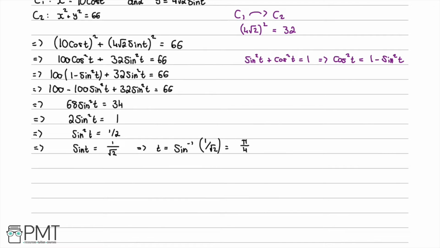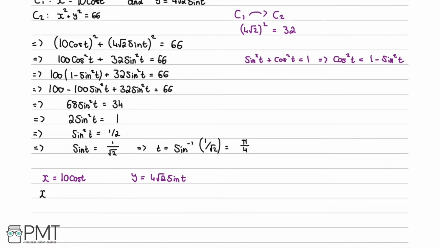So then referring back to the question, we were being asked to find the coordinates of S. So we know that this is going to be in the form x and y. So recall that we have two equations. We have an equation for x, which is 10 cos of t, and we have an equation for y, which is 4 root 2 sine of t. We now have a value for t, so we can substitute this value of t into these equations for x and y, and that's then going to give us our coordinates.